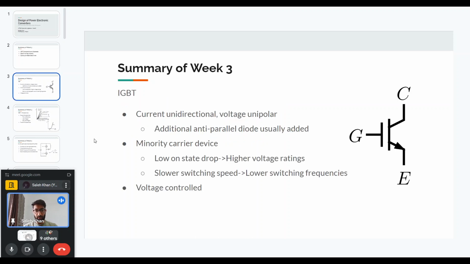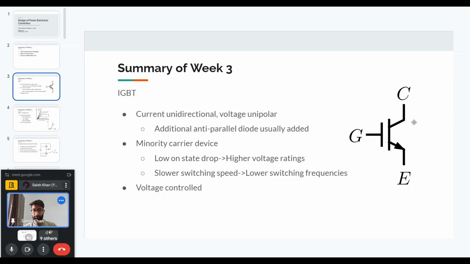So let's start with the IGBT. It is also a semiconductor device. It is current unidirectional, so it can only allow current to flow from the collector to the emitter, and not the other way around, not from the emitter to the collector. And this is different from the MOSFET, where the MOSFET has drain and source, and it can allow current in either direction if the gate voltage is greater than the threshold voltage. So the MOSFET is current bidirectional, but the IGBT is current unidirectional.